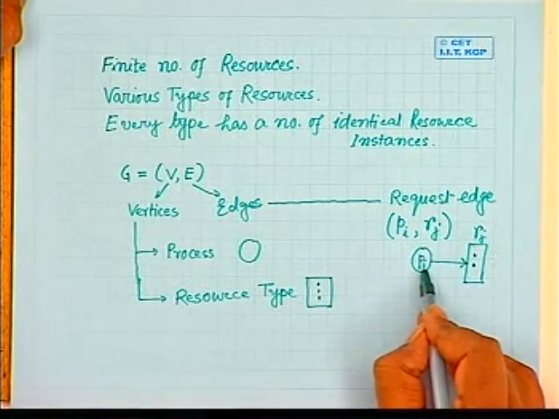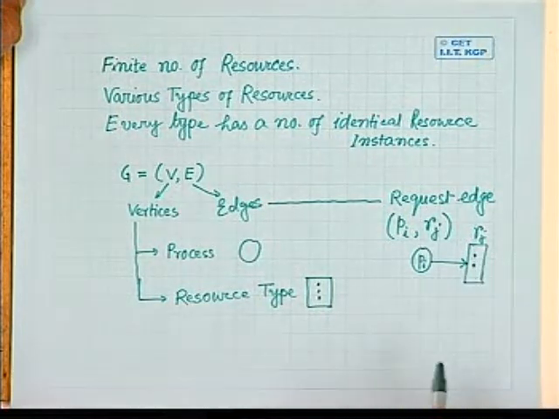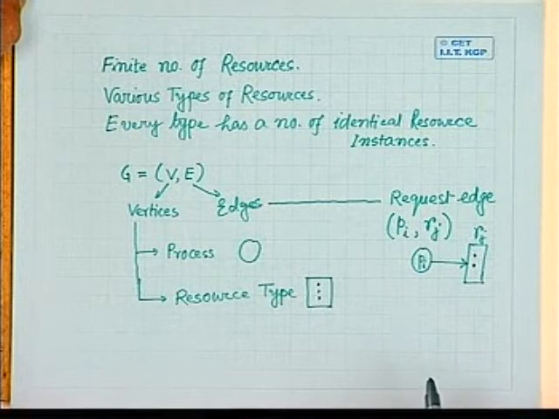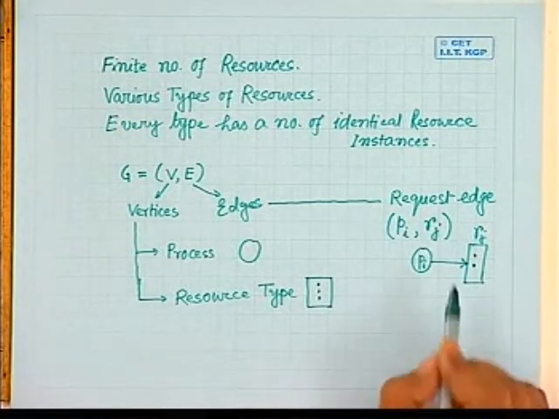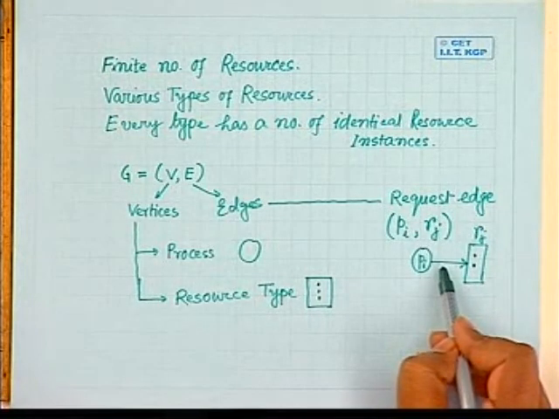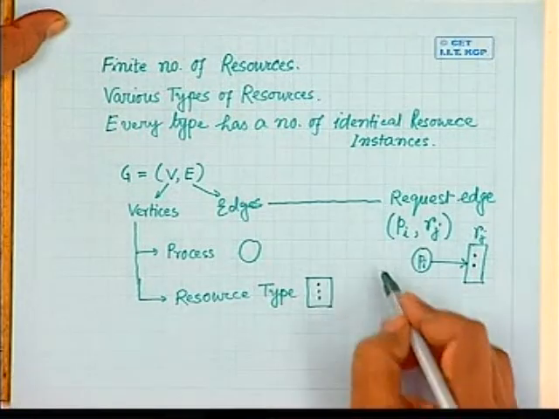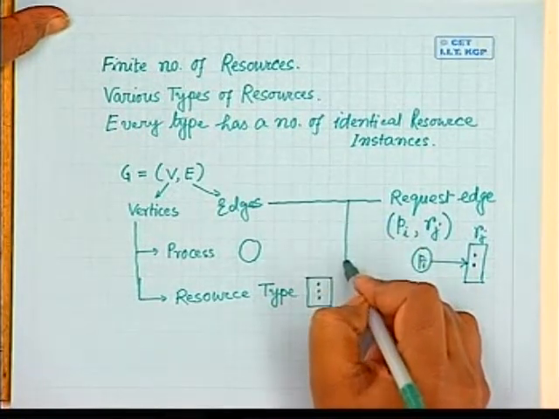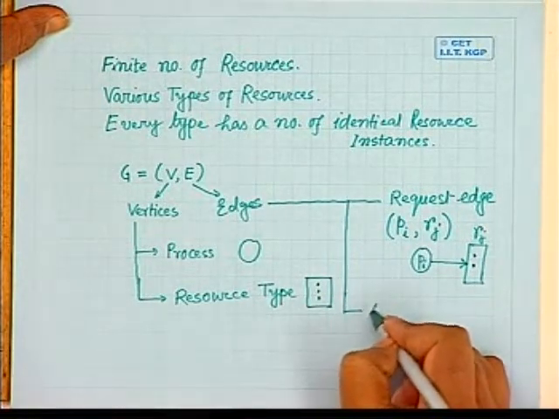Now, since Pi has put a request for Rj and our assumption is all these instances are identical, when this request is actually met, that is, a resource instance is actually allocated to the process, then this request edge will be converted to an allocation edge. Okay. So one kind of edge we have is the request edge, and the other kind of edge that we'll have in the graph is called an allocation edge.